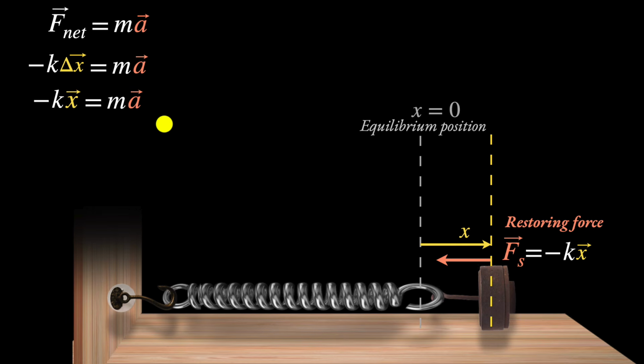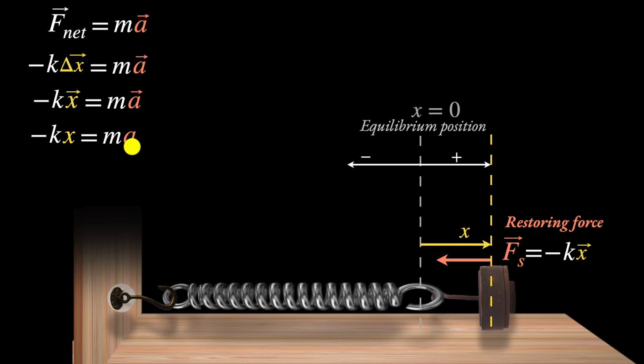Since this motion is in one dimension only, we can forget about these vector notations and use signs to represent direction. We can choose one direction as positive, another direction as negative. So the signs will take care of the direction. So I can just get rid of the vectors over here. I can say negative kx equals ma because this is in one dimension. Okay, so I have my equation with x, but I also have another unknown, a, which is the acceleration. And both are changing with time. Both are functions of time.